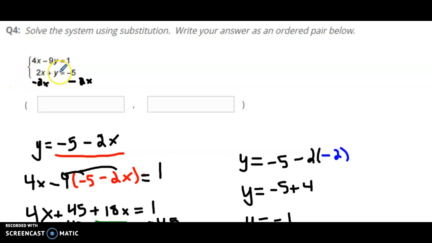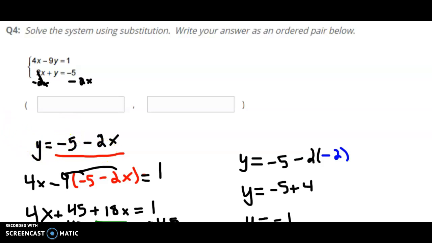Question 4, solve the system using substitution. So what I'm going to do is I have to solve one of the equations for one of the variables, and as I look at it, the second one is going to be pretty easy to solve for y, because it's already got a y without a number in front of it, so I'll just subtract 2x on both sides. That'll cancel this 2x, and we'll get -5 minus 2x here.